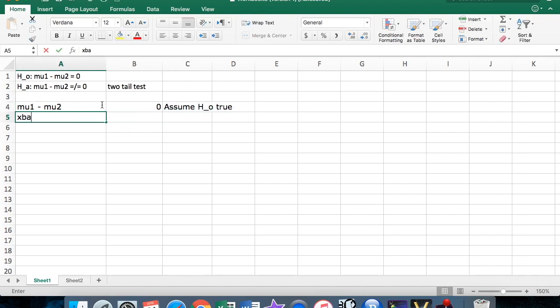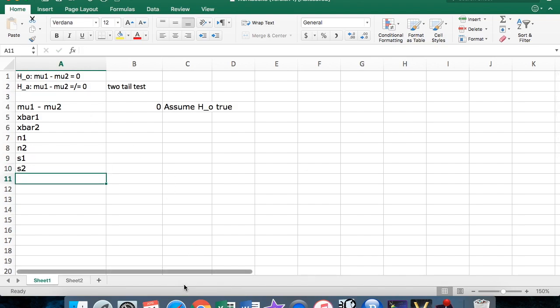Then I need my x bar 1, x bar 2. I need my n1, my n2. And then I need my standard deviations, so my S1 and my S2. And then I will be done. I can find my test statistic. And now it's a difference between two means, so it's going to be t. And then I need my p-value as well.